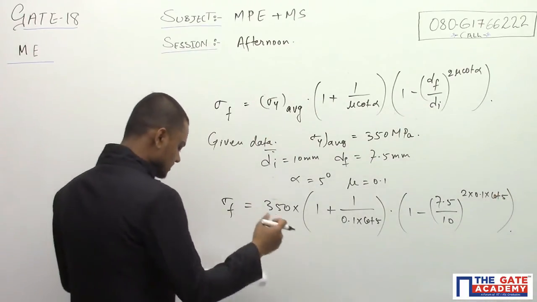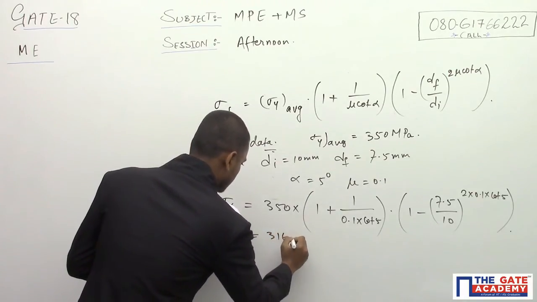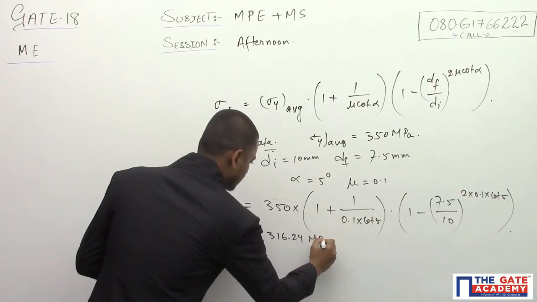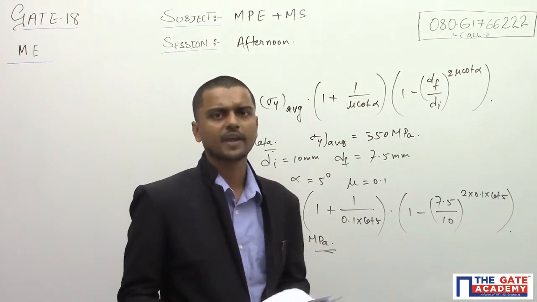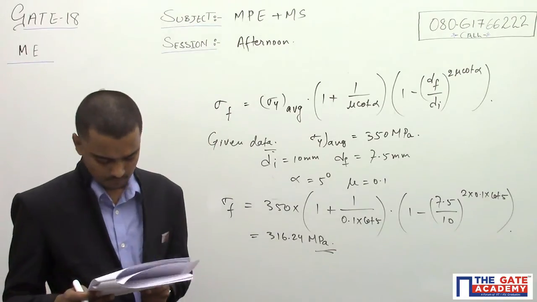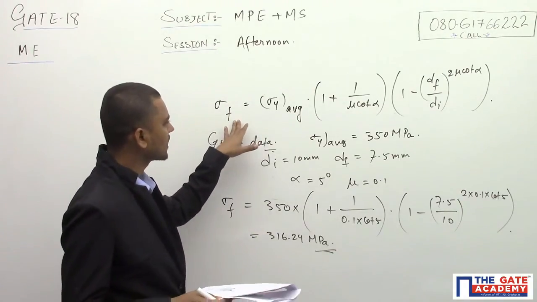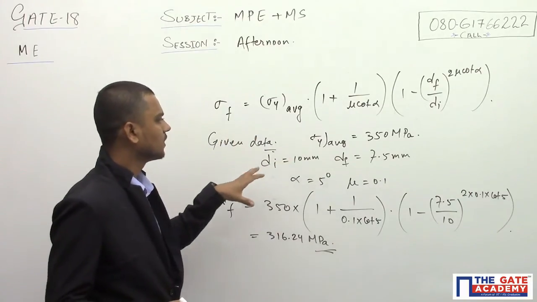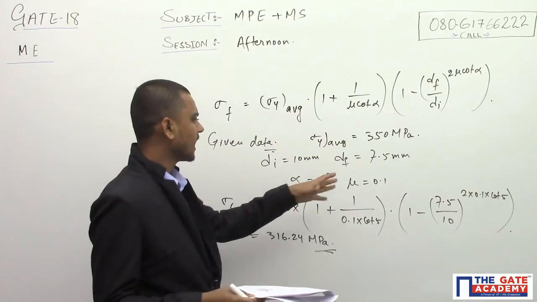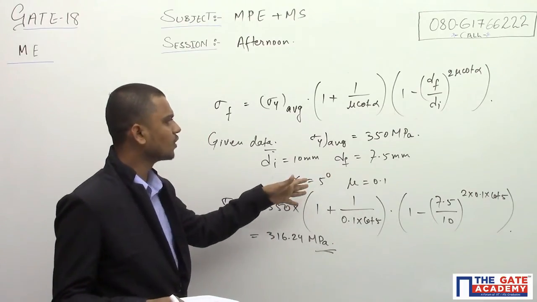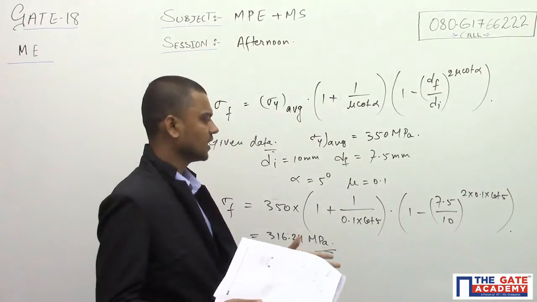By solving this equation you will get 316.24 megapascal, which is the value of your drawing stress. So in this question the expression for the drawing stress was given, and we had to put in the value of the average stress, initial diameter and final diameter, then the coefficient of friction and half of the cone angle into this equation. You will get the value of the drawing stress in megapascal.